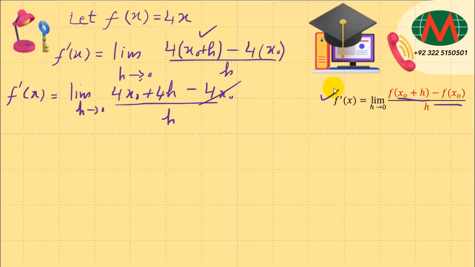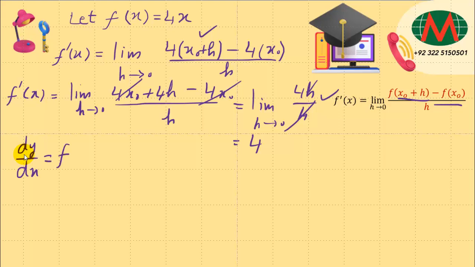This 4x0 and this plus 4x0 will be cancelled out, and we have the limit as h tends to 0, and we are left with 4h over h. This h cancelled out, and we have just 4. Therefore, the derivative, or we also write this symbol as well, is 4 for the function 4x.